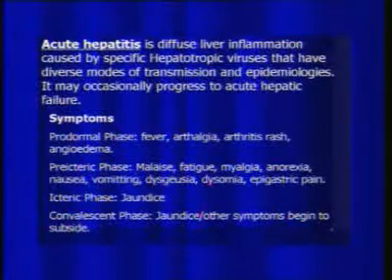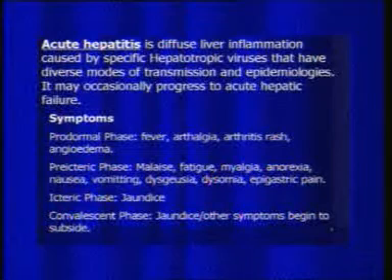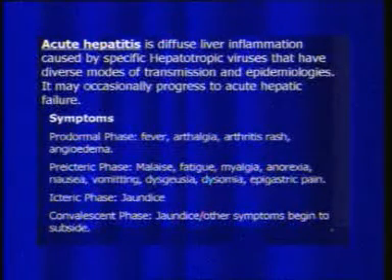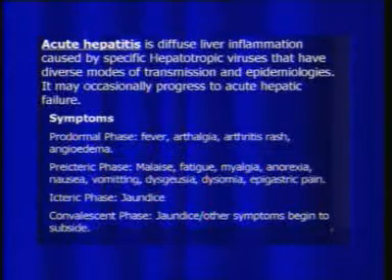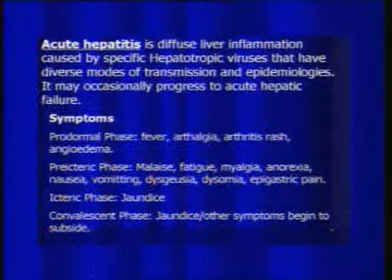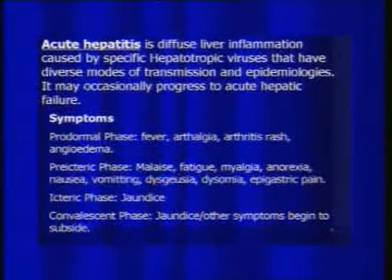Now, hepatitis can be of several types, but we majorly categorize them into acute hepatitis and chronic hepatitis. How can we define acute hepatitis? It is diffuse liver inflammation caused by specific hepatotropic viruses that have diverse modes of transmission and epidemiologies. I think you must be very much aware of hepatitis A and hepatitis B.